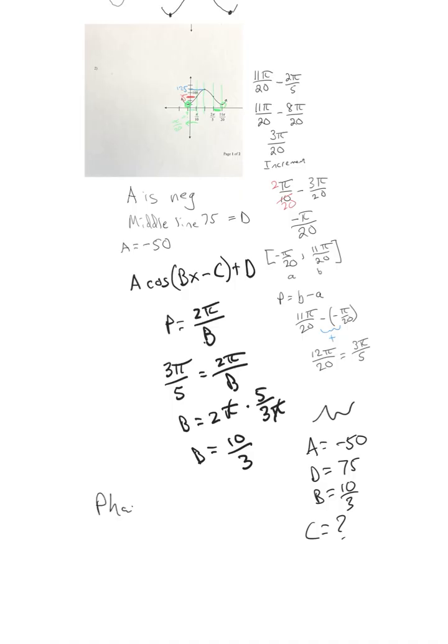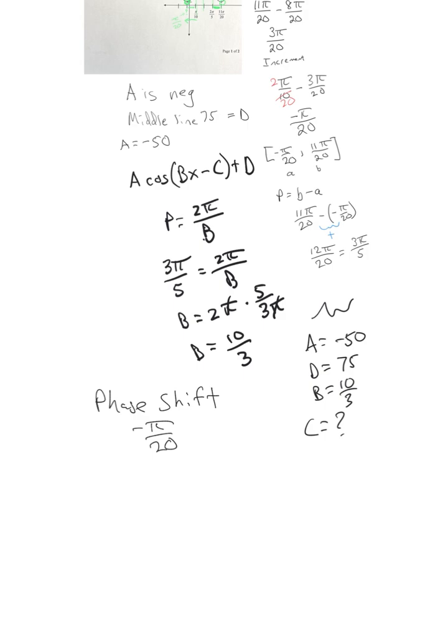All right, so let's find some space here on my crazy video now to help us find c. So the phase shift is negative pi over 20. But we had the formula that the phase shift is equal to c over b. So that's going to put a negative pi over 20 for the phase shift is equal to c that we're solving for, all over 10/3. All right, now we can solve for c.